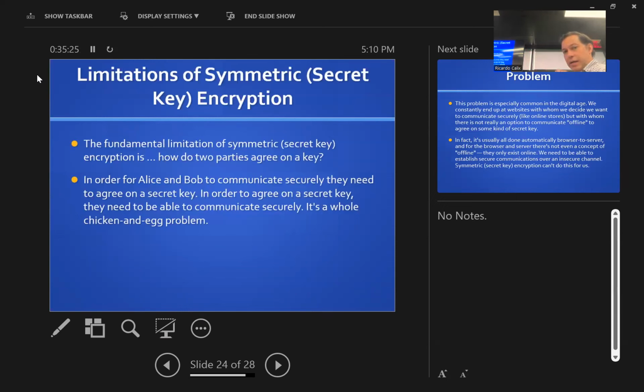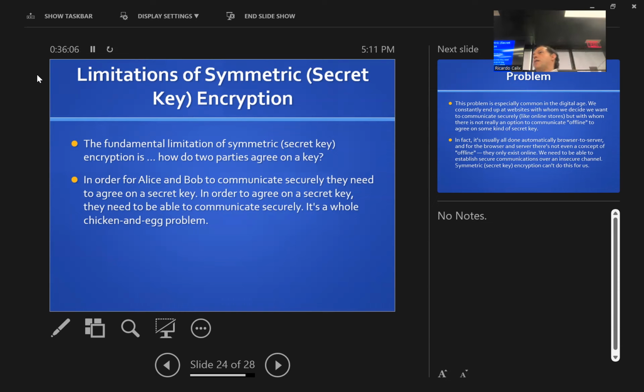All right, so I think we're ready for, so that kind of is integrity also, kind of the last set of slides of that. And now we're moving into the new topic, which is limitations of symmetric secret key encryption. So we already know the limitation. The fundamental limitation of symmetric secret key encryption is, how do two parties agree on a key? We've established already that they have to meet out of band, which means they meet at a coffee shop and exchange the key, right? But that doesn't work in today's era of the internet.